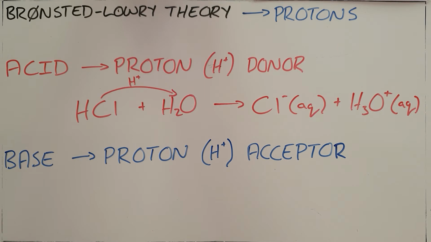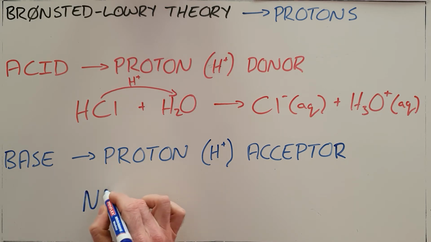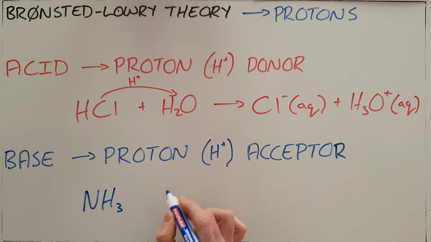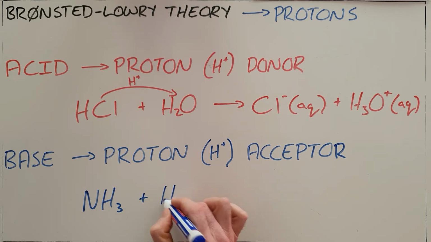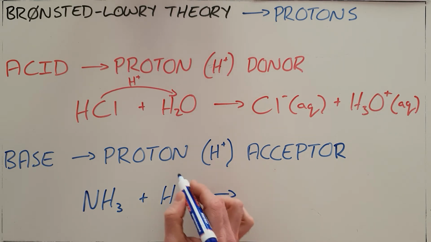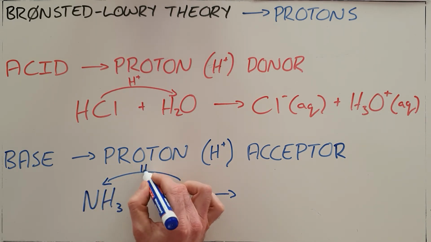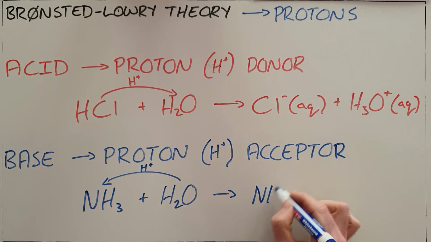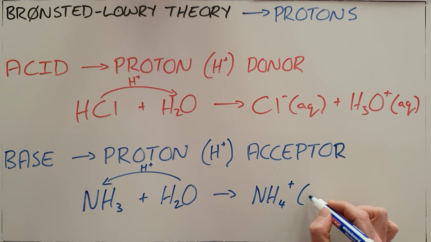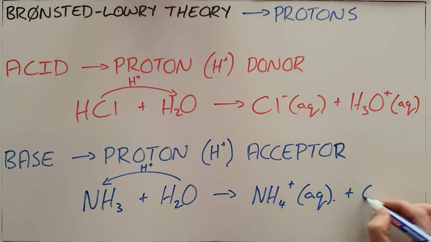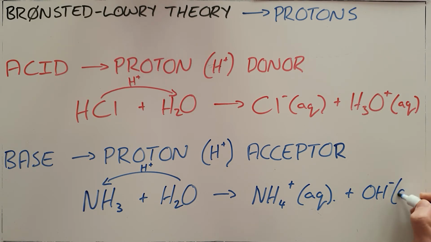In the same way, we can say that a base is a proton acceptor, and we can show that this is possible with ammonia when it reacts with water, because the ammonia is able to accept a proton from the water molecule, which means that the ammonia becomes NH4+ (aq), and it leaves hydroxide ions behind. So once again, the result of this reaction is the same in that it produces hydroxide ions. By Arrhenius theory, it is also a base, but the explanation for why that has happened is different.